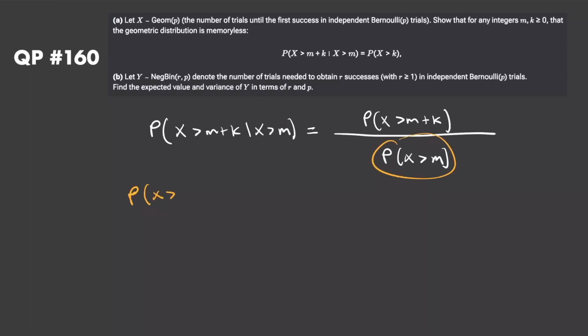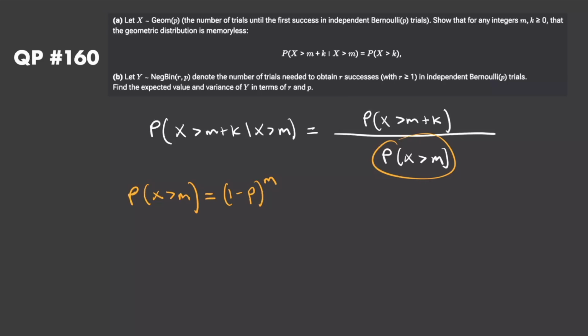So what's the probability that in independent Bernoulli p trials, the number of trials until the first success is greater than some value m? Well, this is pretty simple. It's just the probability that for the first m flips we all get failures. The probability of a failure in an independent Bernoulli p trial is just 1 minus p, so we raise that to the power of m because they're all independent. That's the probability that x is greater than m.